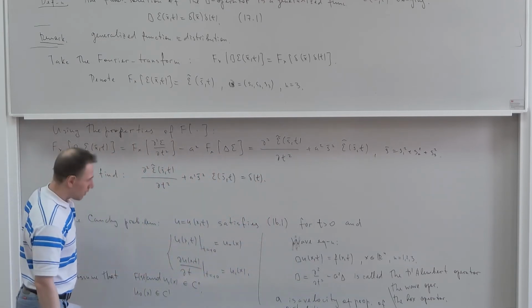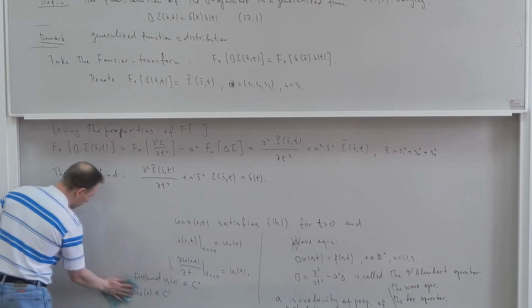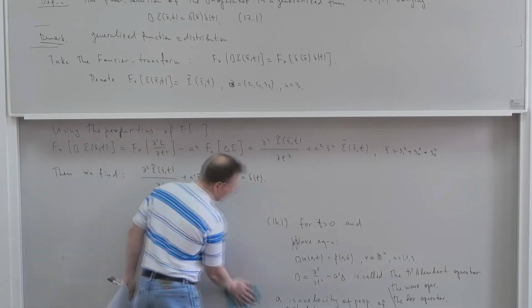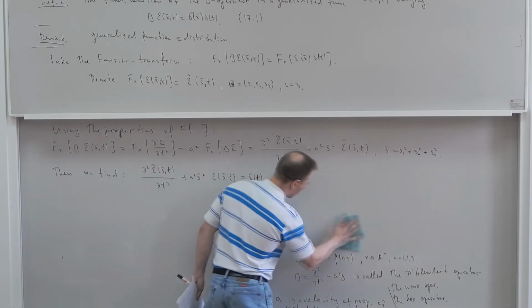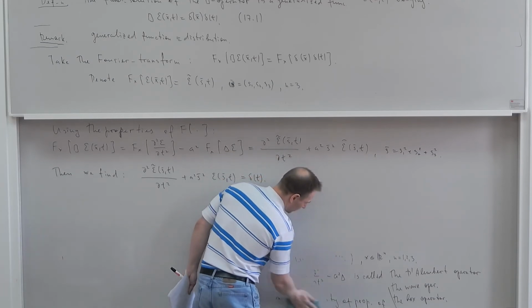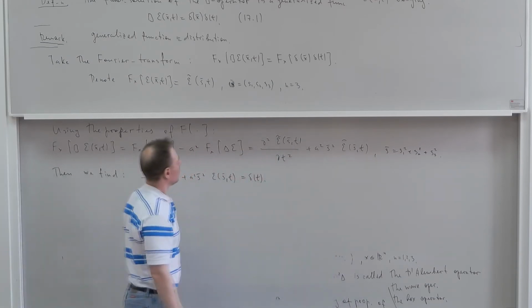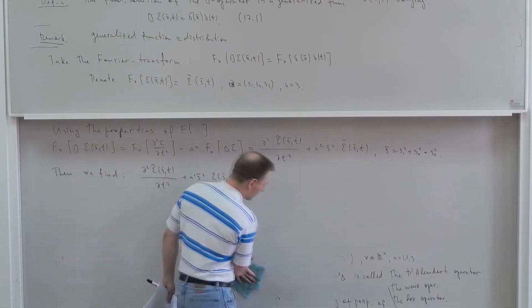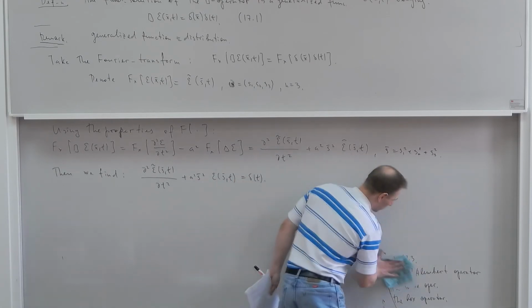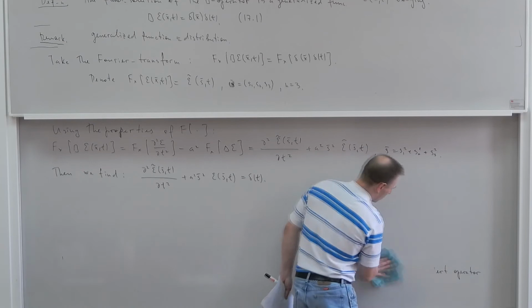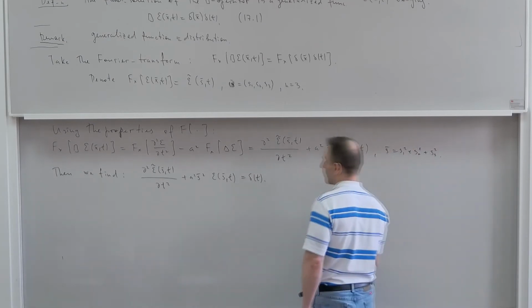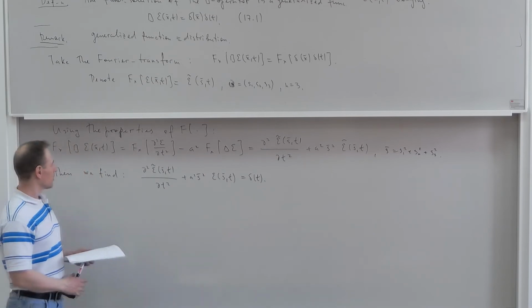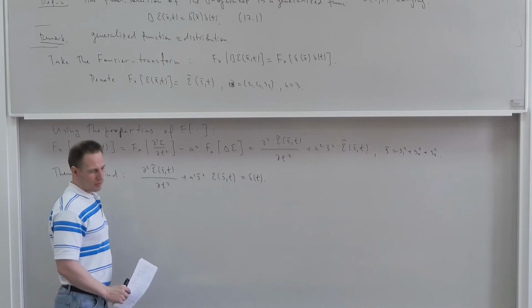This is already an ordinary differential equation with respect to the variable t. So the Fourier transform allowed us to transform the partial differential equation into an ordinary differential equation. And as for ordinary differential equations, we already considered their fundamental solutions in the previous semester in the corresponding sections. So here we just used those results.